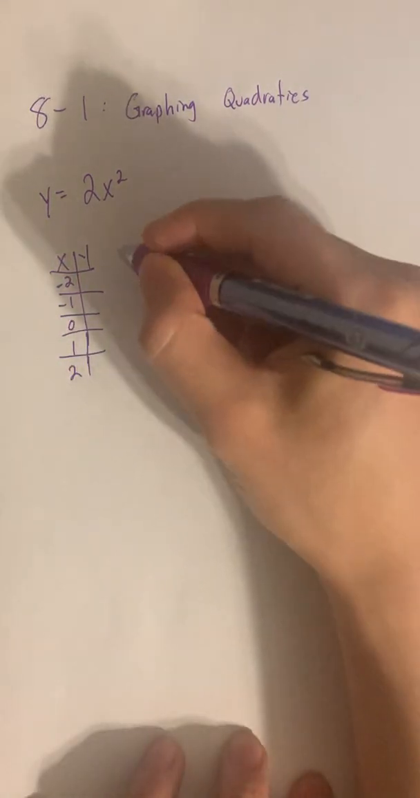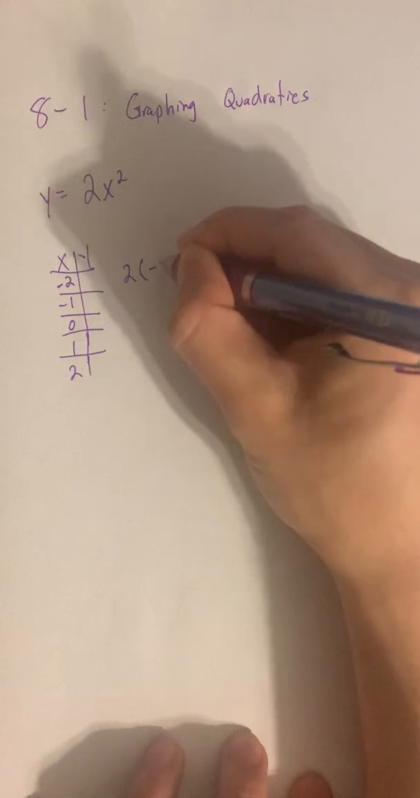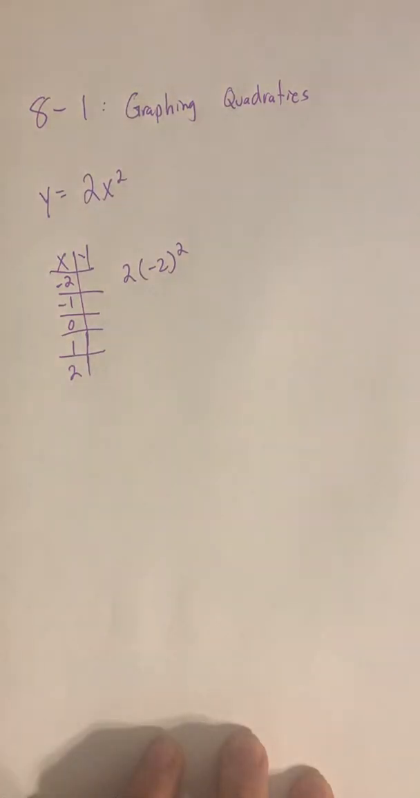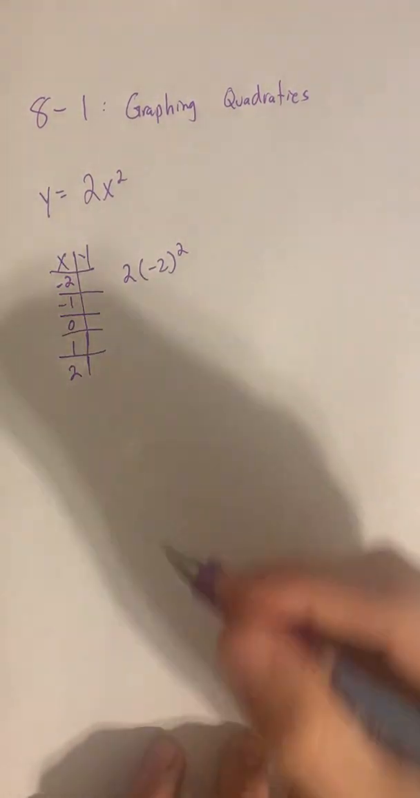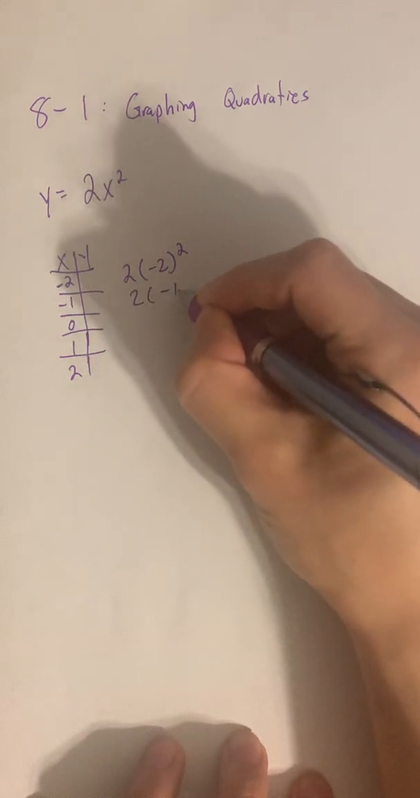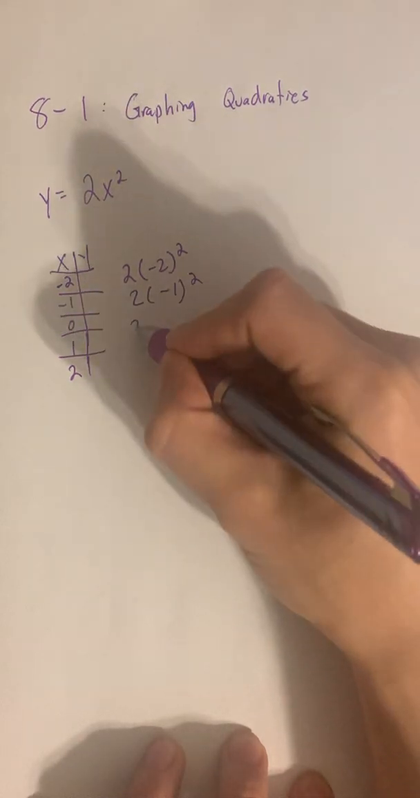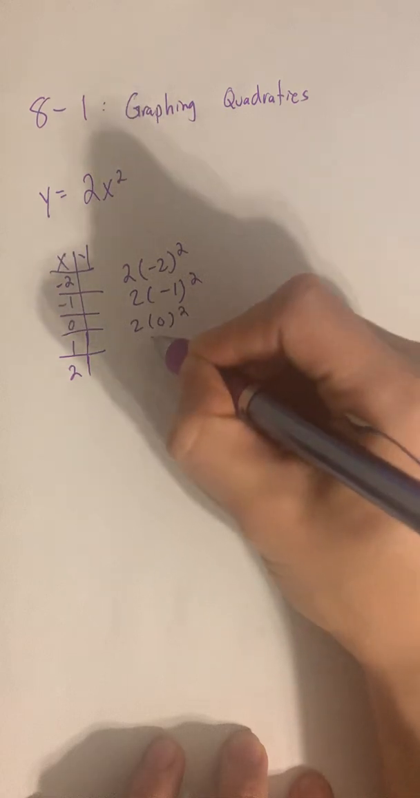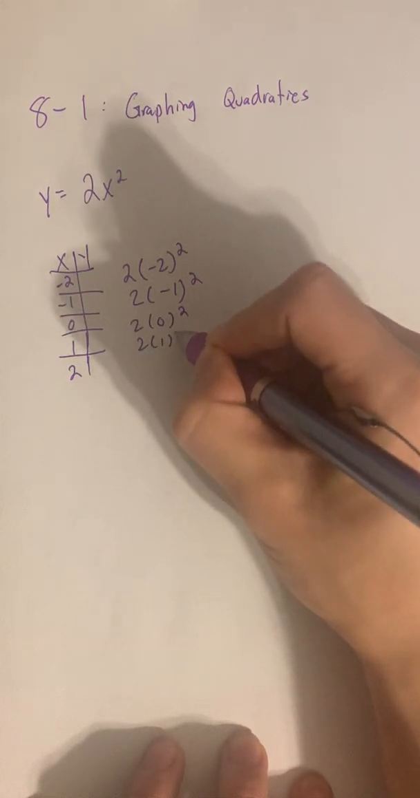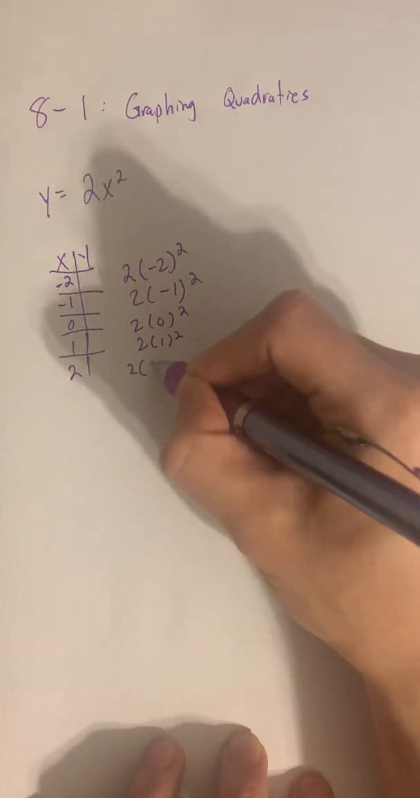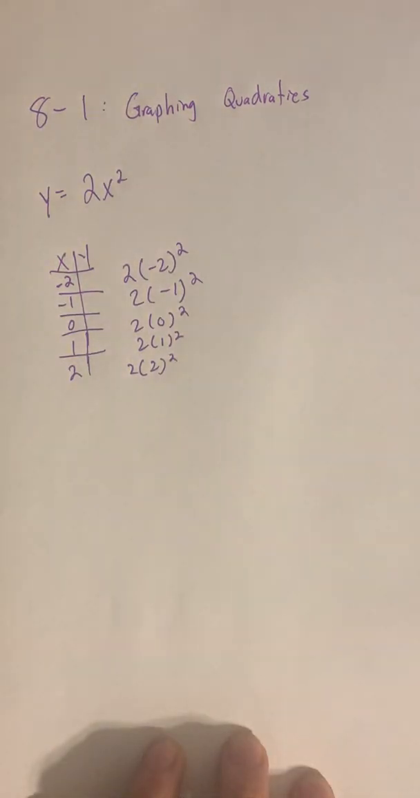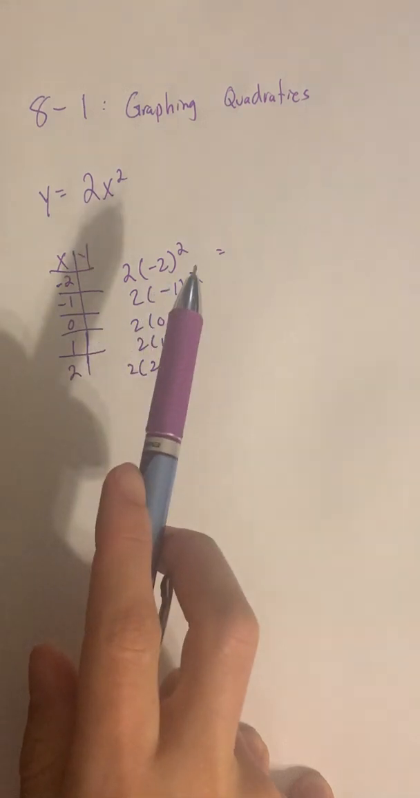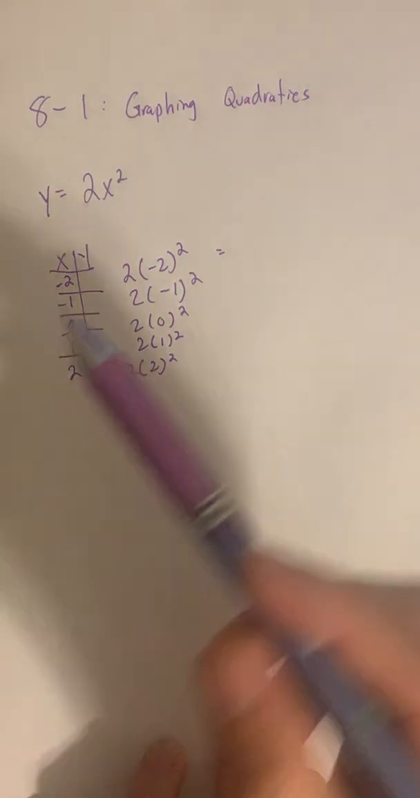So for the first one, it'd be 2 times -2 squared. And it's going to be the same thing for each one of these. So it's 2 times -1 squared, 2 times 0 squared, 2 times 1 squared, and 2 times 2 squared. From order of operations, we have to do the exponents first. So this is equal to -2 squared, which is 4, times 2, which is 8.